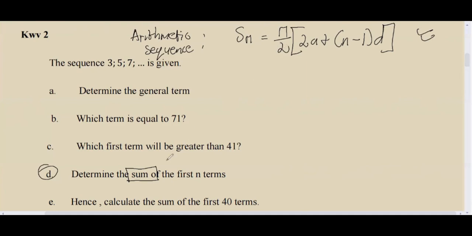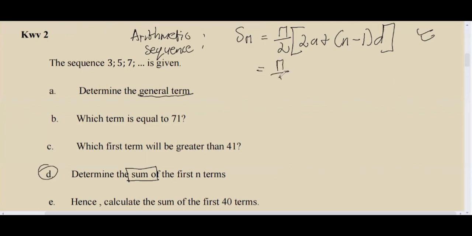Right. So now they're saying determine the sum of the first n terms. This is not like the general term. You saw how we dealt with the general term. Now we are dealing with the sum. So if they want the sum of the n terms, this is the formula that we have to use.